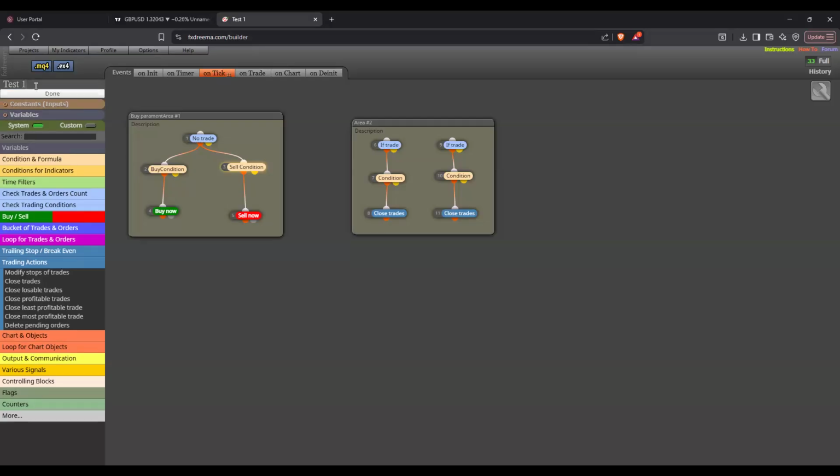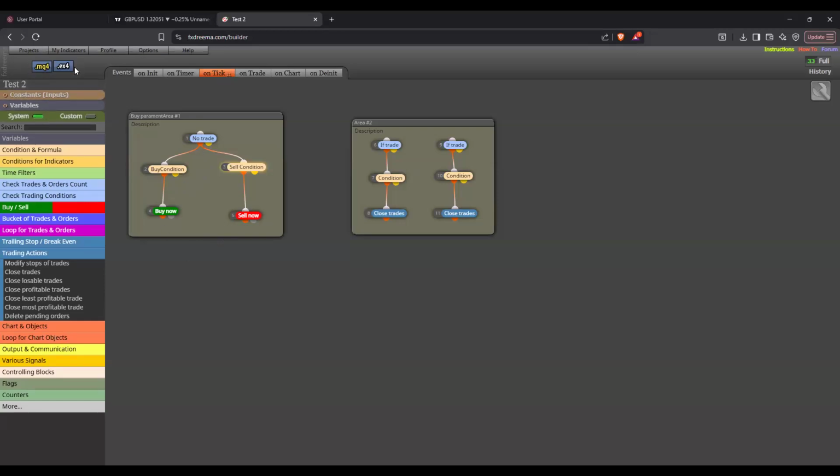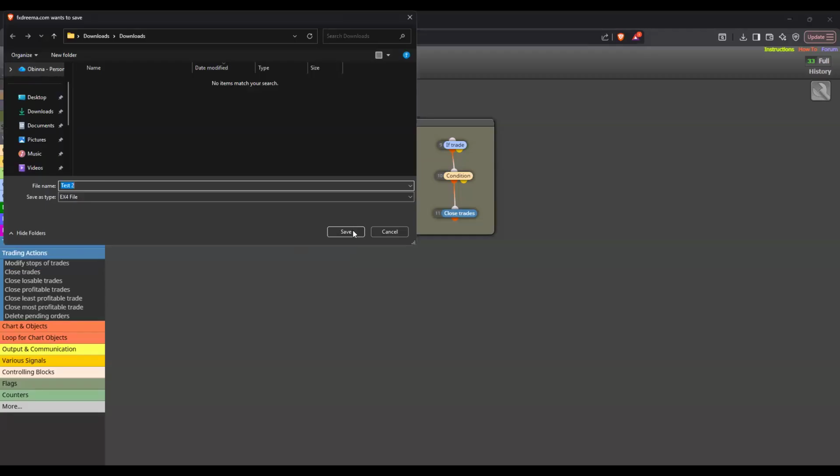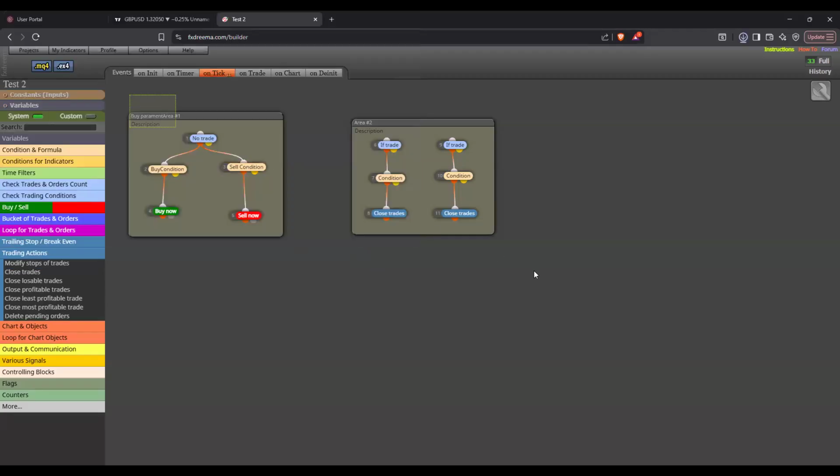So I'm just going to name this test 1 because I don't need the other one, so it will overwrite it. Okay, let's just name it test 2. We'll just download that file. I'm going to just download the ex4 file. I'm not going to download the mq4 file because I don't need to run it. And then I'll just click on save. Okay, so we are done with this one.